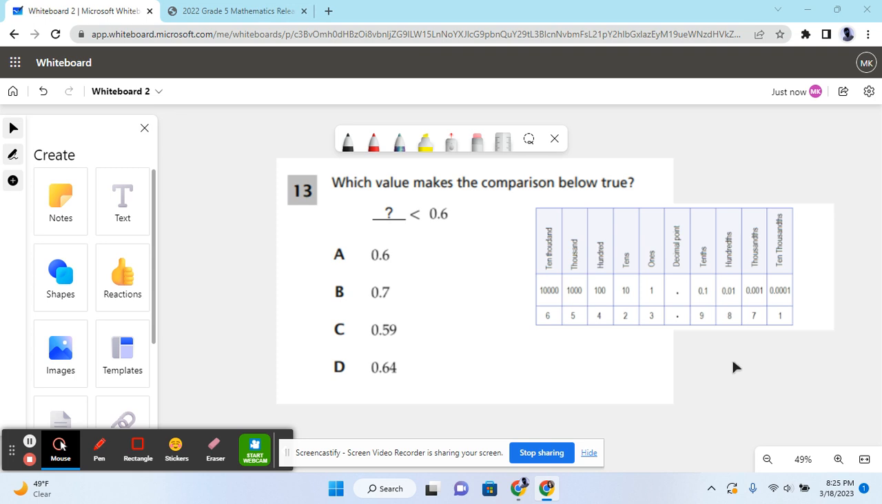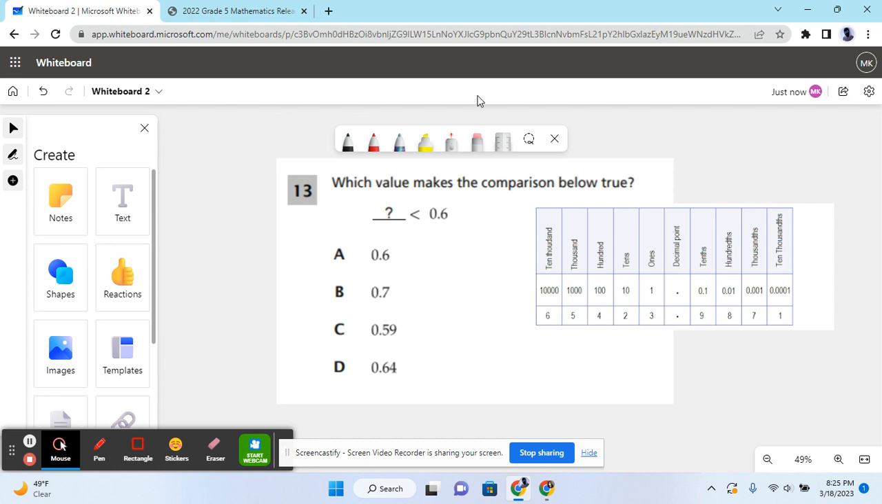So let's get started. For question 13, it says, which value makes the comparison below true? What is less than 0.6? So I have put a place value chart in here, and you can pause the video and copy that down if you want. I'm gonna give you a second to pause and do that. Are you done? Good.